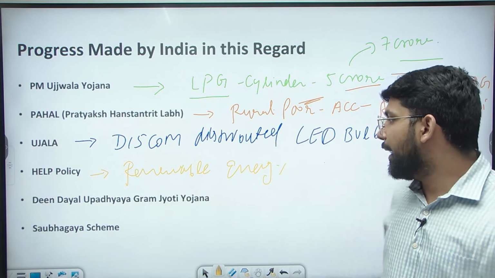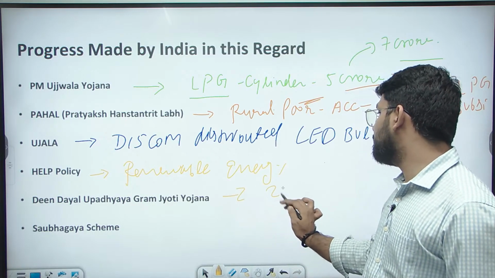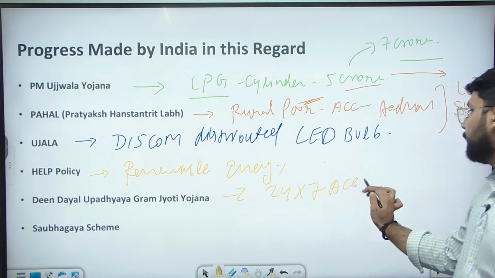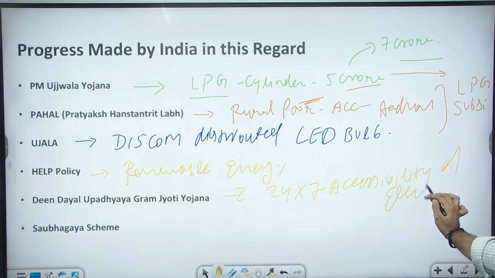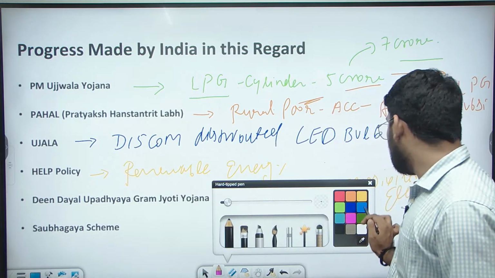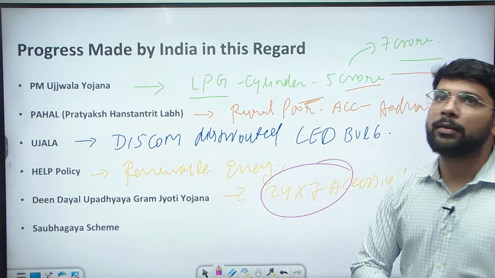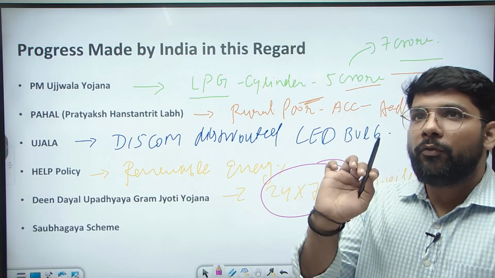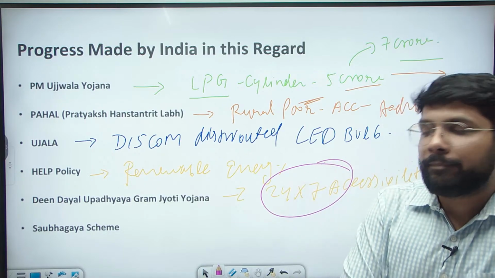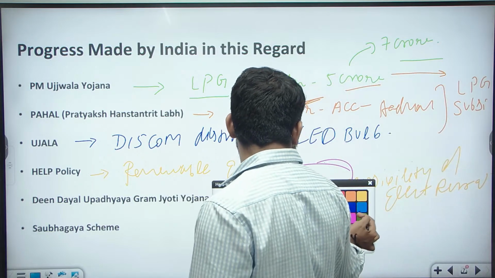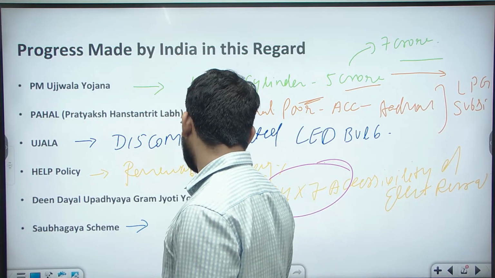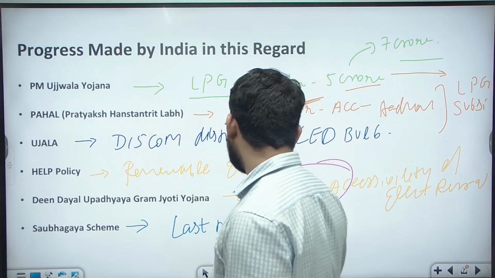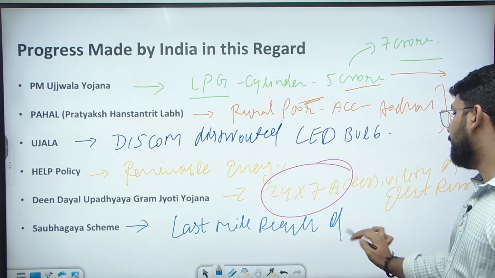Then the Deen Dayal Upadhyay Gram Jyoti Yojana, under which the government targeted 24/7 accessibility of electricity to the rural area. Then under the Saubhagya scheme, the government targeted last mile connectivity, the last mile reach of electricity.